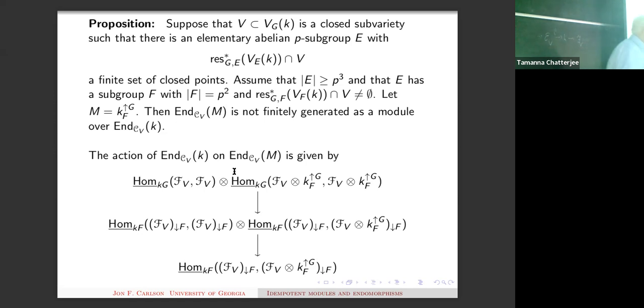I don't know how to prove that yet. So you suspect that, do you plug in the trivial one? Yes. And the trivial module, it's not finitely generated. Well, I see, yes. Yeah, it's going to be complicated. There's probably more to it than that.